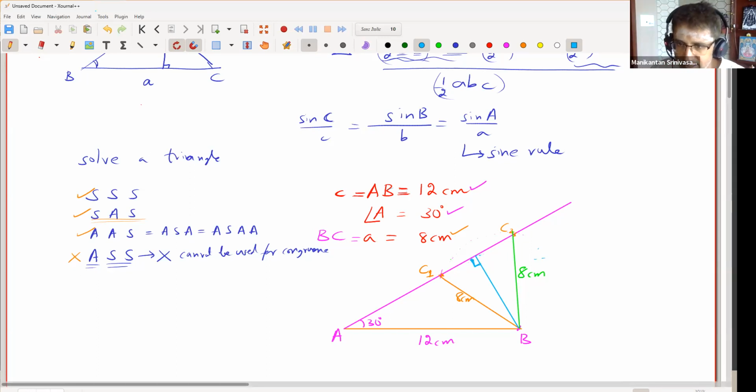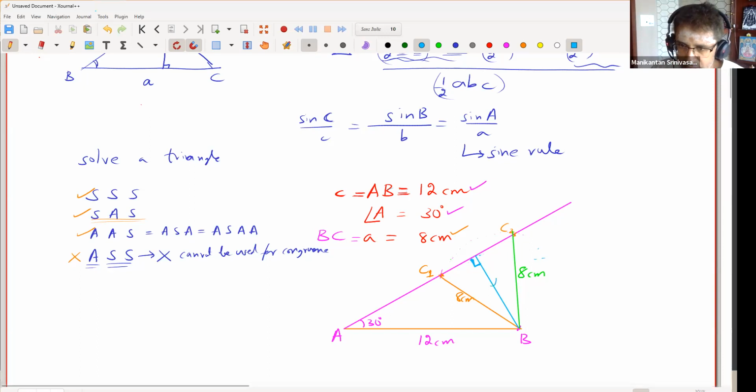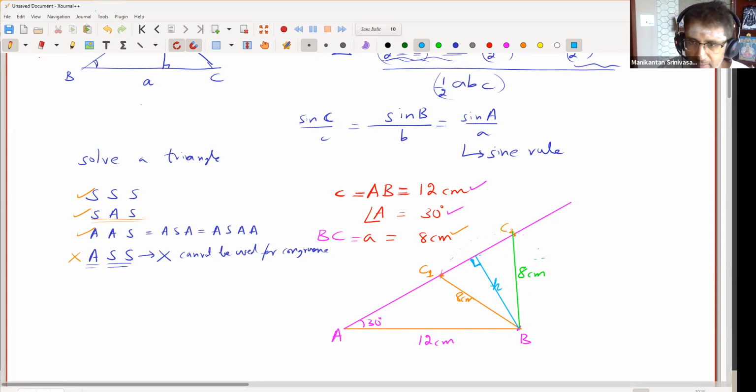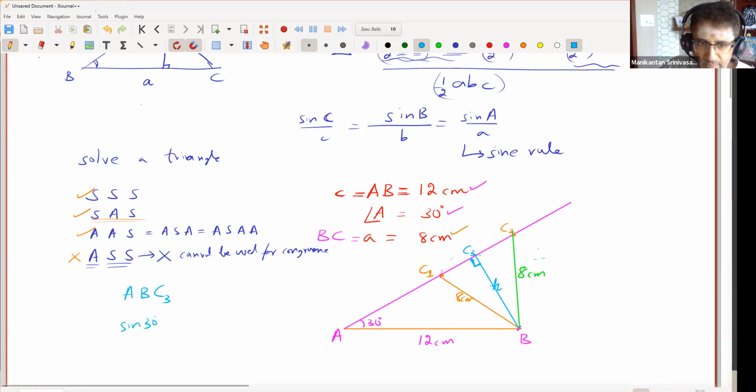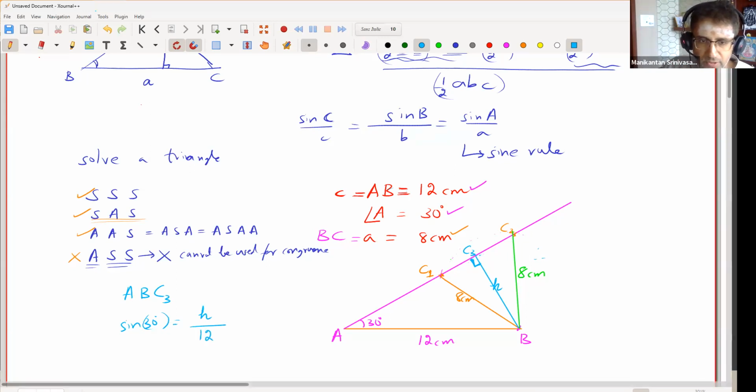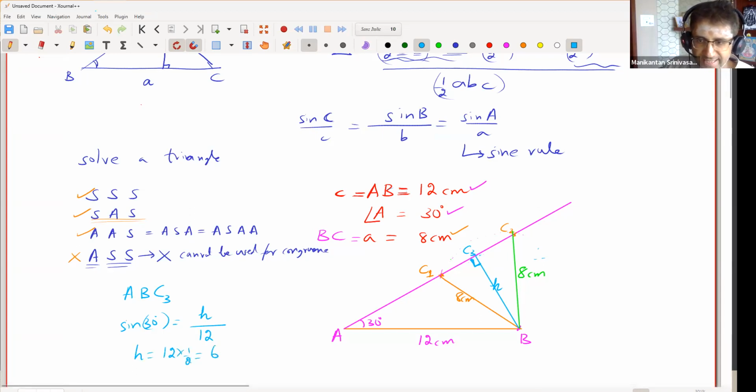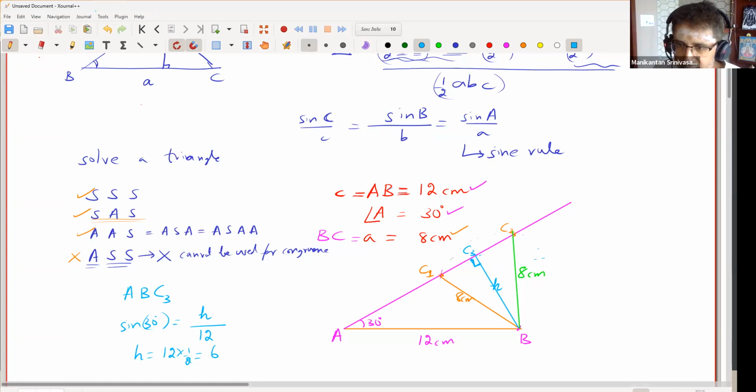And I can use, let's say, I'll call this H, right? So if I look at the triangle, let's call this C3, okay? So ABC3, for that triangle, sine 30 degrees would be opposite upon hypotenuse. H is the opposite side, 12 is the hypotenuse, and therefore we can infer that H is 12 times sine 30, which is 12 times half, which is 6 centimeters. So if the side happens to be 6 centimeters, then there is a unique solution. But if the side happens to be anything more than 6, there are 2 solutions, right?